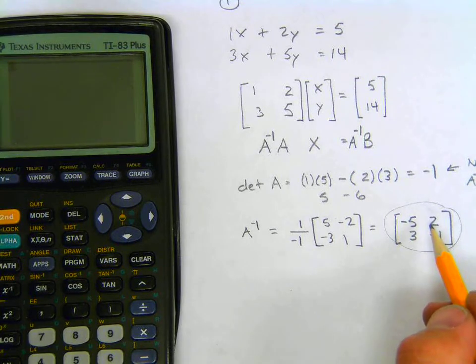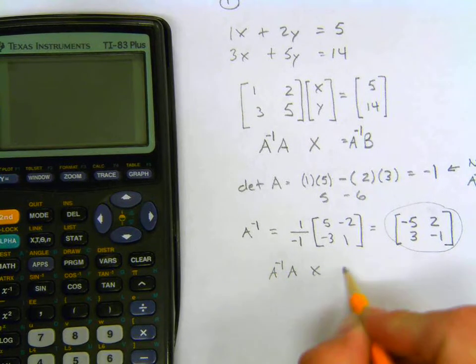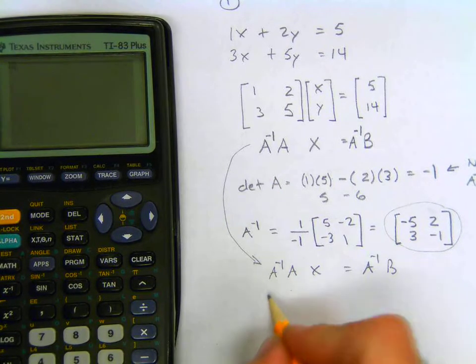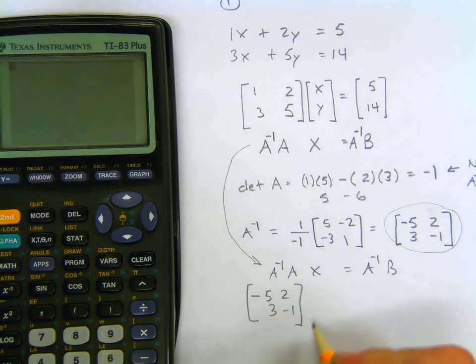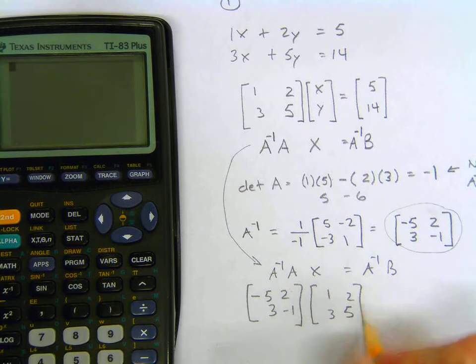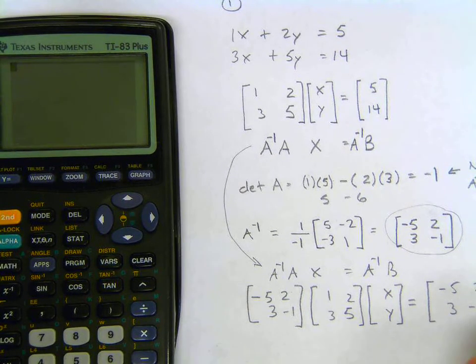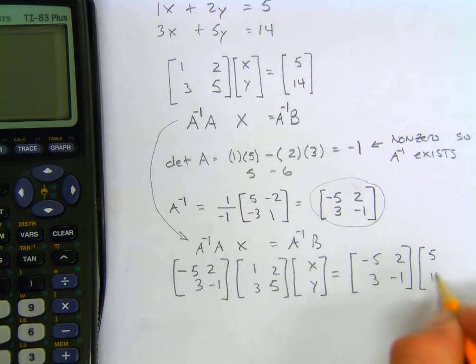Okay, the next step is to do the multiplication. So again, we want to do A inverse A, X equals A inverse B. So the A inverse matrix is negative 5, 2, 3, negative 1. Our original A matrix was 1, 2, 3, 5, and X and Y. And then we're going to have the A inverse matrix, which is negative 5, 2, 3, negative 1. And then our constant matrix, which is 5, 14.